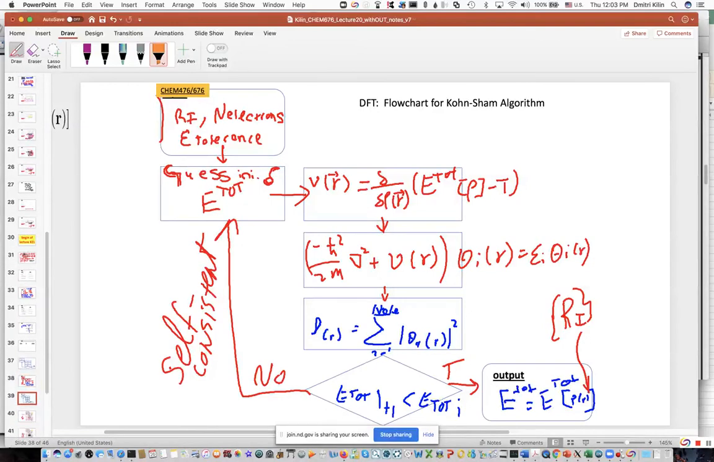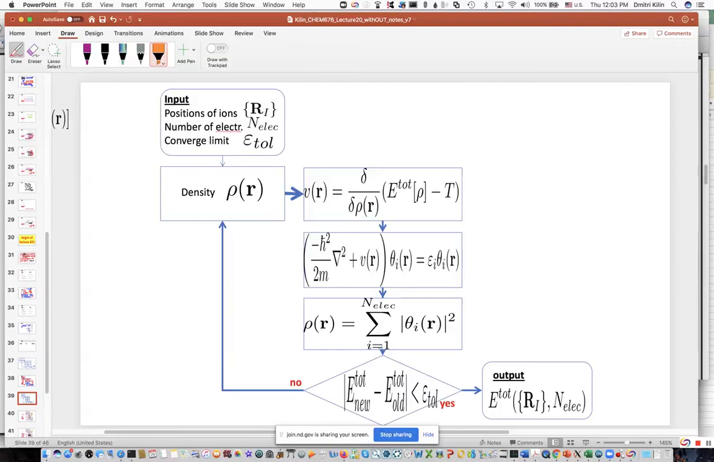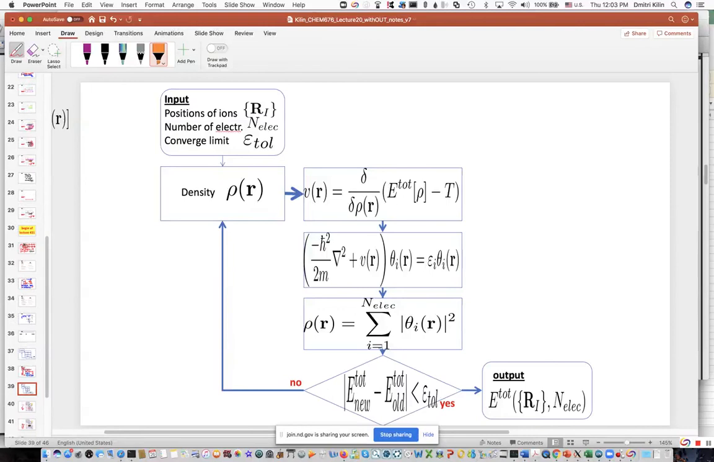VASP is also available on CCAS. Dr. Kilin, do you know? If you have an active license, yes, it is. But you have to have a license, otherwise you cannot use it. They will not allow you to use it without a license. They make no exceptions.